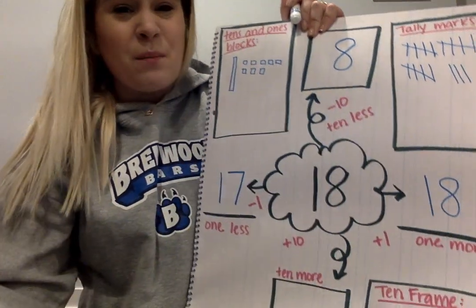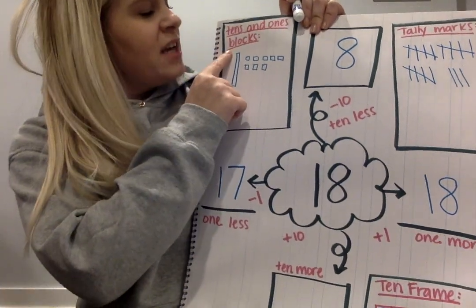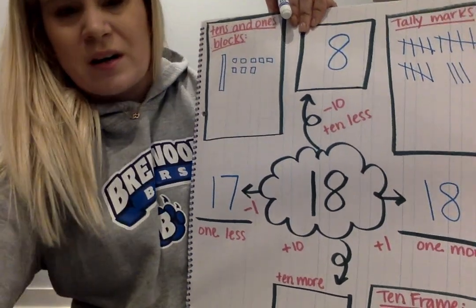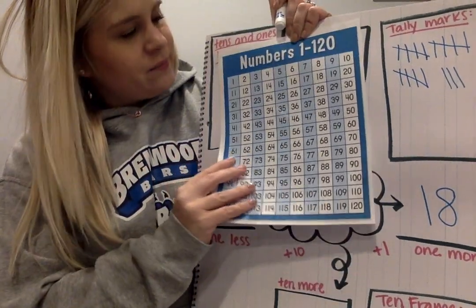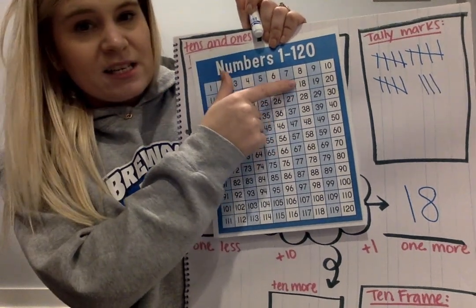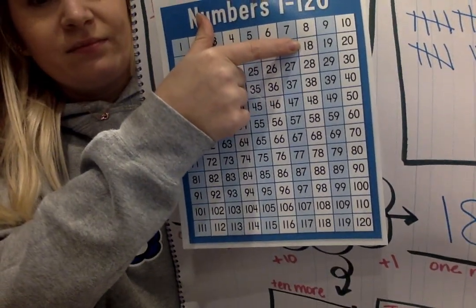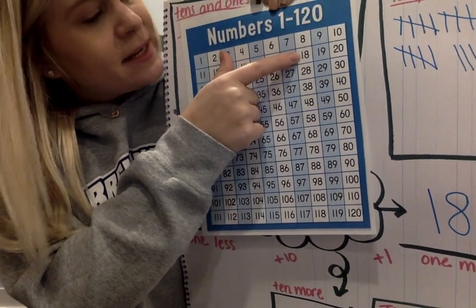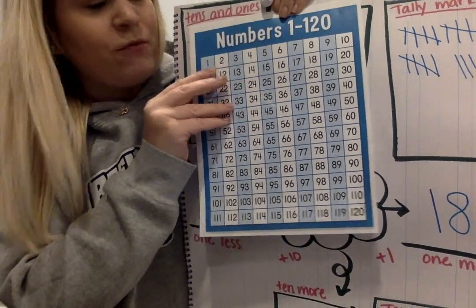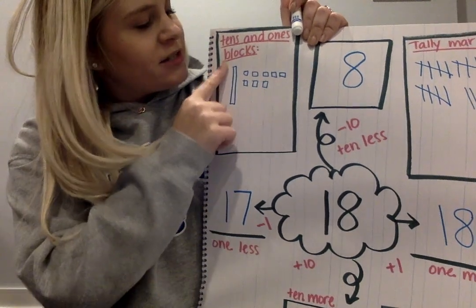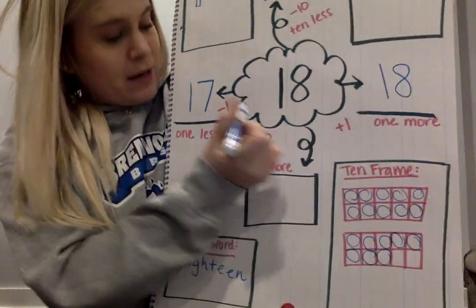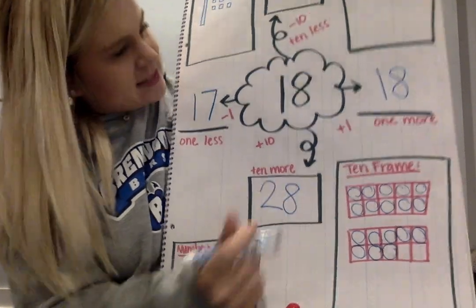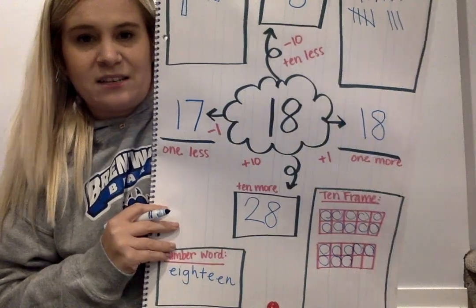What is 10 more? So that would be like if I added another tens block. What is 10 more than 18? Here's 18. 28, because the 1 in the tens place turns into a 2 because I would have 1 more 10, right? I would add another tens block. It's 10 bigger. 28 is 10 bigger than 18.